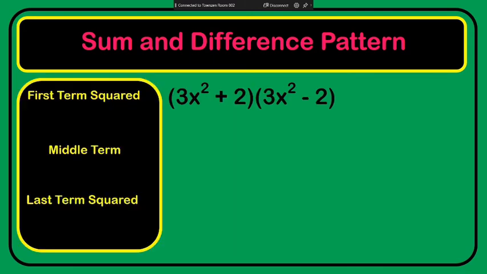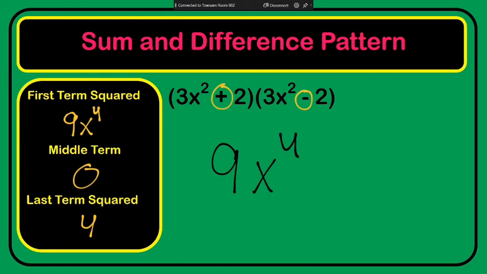Once you recognize that this is a sum and difference pattern, and you've memorized that it's going to be a binomial, and in your binomial, your second term is always going to be negative, we look at our first term squared. So 3x squared, squared, is 9x to the fourth. Our middle term is always going to be 0 in a sum and difference pattern. And our last term is going to be 2 squared, which is 4. So our final answer is 9x to the fourth minus 4.